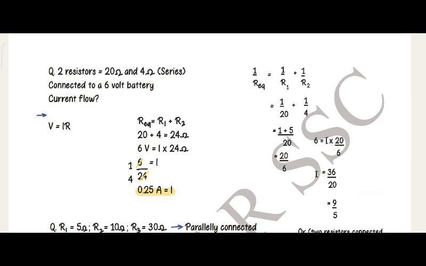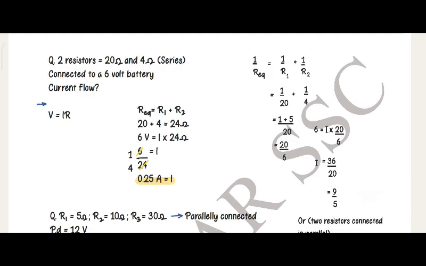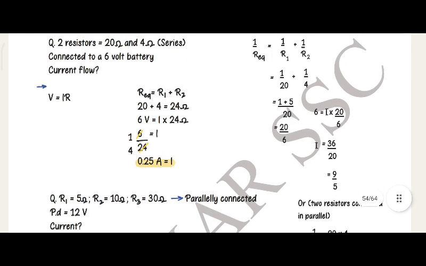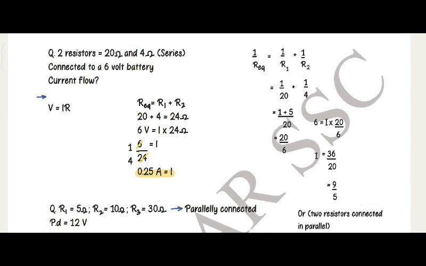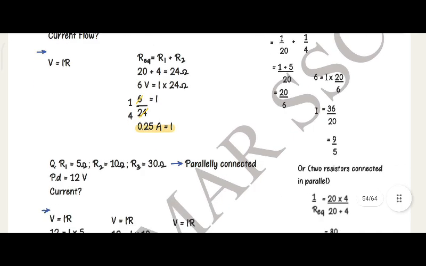Question 2: resistances of 20 ohm and 4 ohm are connected in series to a 6 volt battery. Find the current flow. V is equal to IR. Req is equal to R1 plus R2, 20 plus 4 is equal to 24 ohm. 6 volt is equal to I into 24 ohm. That is 6 by 24 is equal to I. I is equal to 1 by 4, which is 0.25 A.